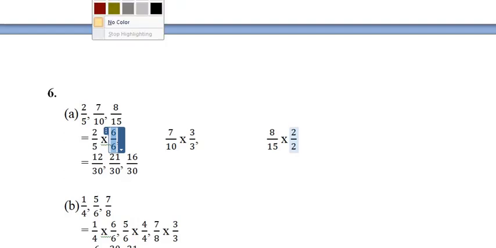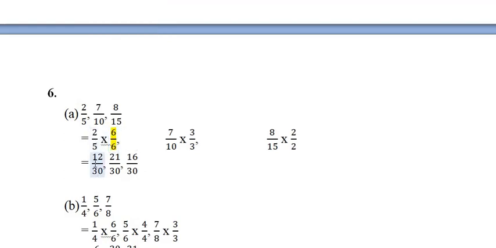Okay, that is 6 2s are 12, 6 5s are 30. Okay, and similarly out here, 10, how many times 30? 3 times. So you will multiply both numerator and denominator by the same number, that is 3. Okay, 3 7s are 21, 3 10s are 30.